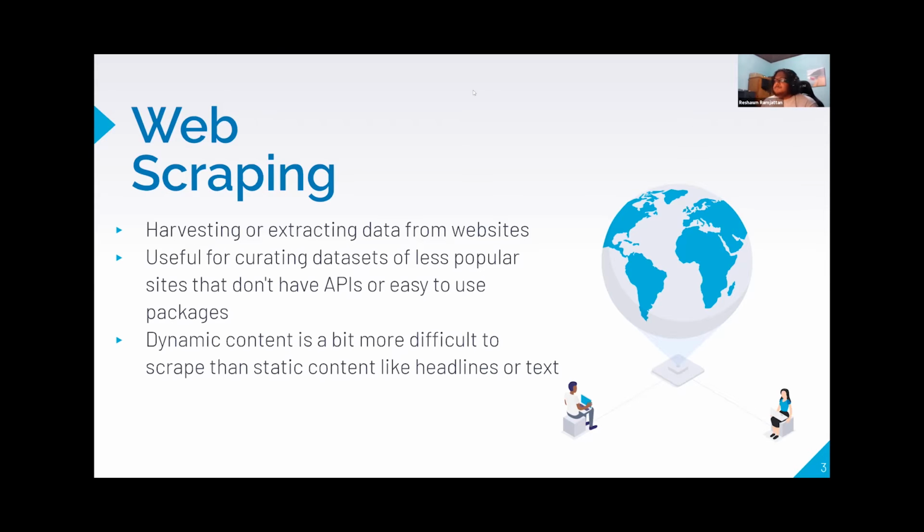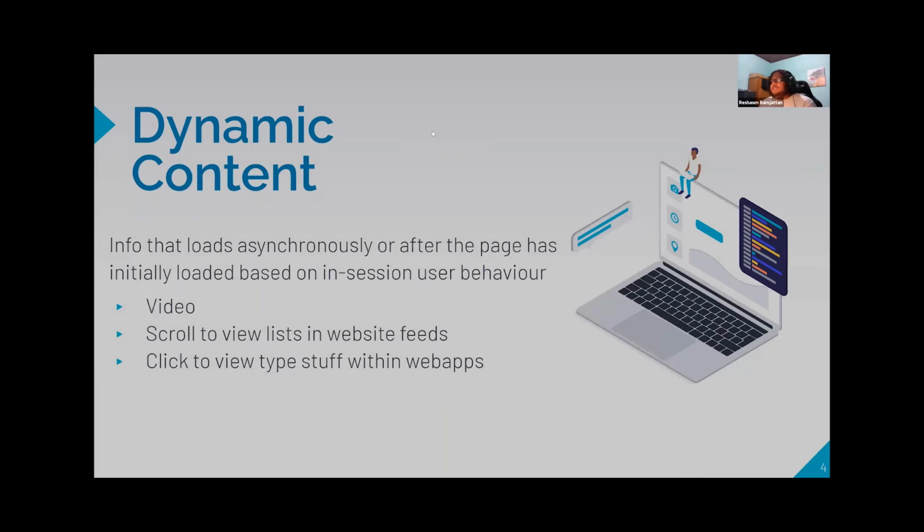It's pretty straightforward for scraping static content, like just your news and blogs, that type of stuff. But when you need dynamic content, it gets a little bit more difficult, which is what I'll be focusing on tonight. By dynamic content, I really mean asynchronous content. That's anything that comes after the page has already initially loaded.